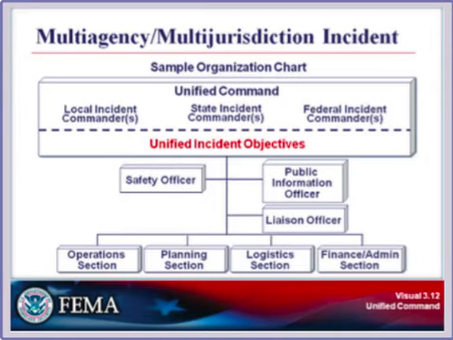This visual presents an example of a unified command organizational chart for a multi-agency, multi-jurisdictional incident. The chart shows that incident commanders from local, state, and federal agencies comprise the unified command and share responsibility for incident management. The chart also shows an integrated command staff and an integrated general staff. Note that this type of unified command would be established for complex incidents where the state and federal government agencies have jurisdiction.